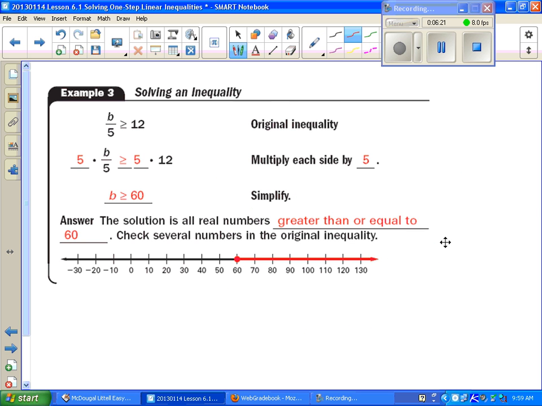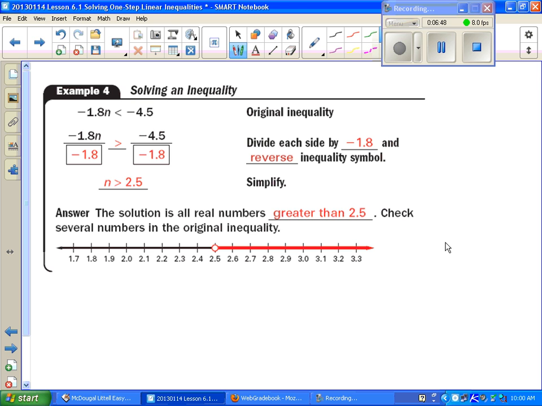Example number 3 says b over 5 is greater than or equal to 12, or b divided by 5. You get rid of that by multiplying both sides by 5. This will cancel out and leave you with b is greater than or equal to 60. Notice you don't change the symbol, greater than or equal to. When you graph that, it would be a closed-end dot, or again, it'd be a bracket if you used one, and everything that's larger than the closed-end dot.